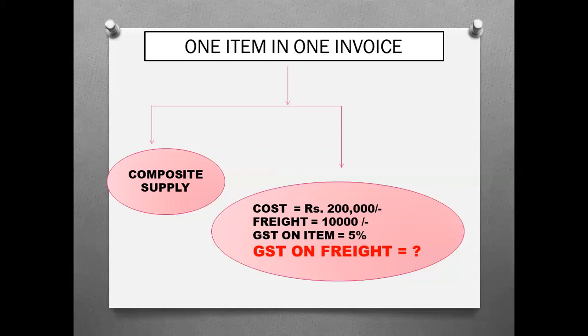So, in this example, what is the GST rate on the freight charges to be applied? If we consider this particular example and scenario, freight charge is charged in the same invoice and the invoice consists of only one item. So this transaction will fall within the definition of composite supply, and the GST rate of 5% shall be applicable on the entire value of rupees 2,10,000.